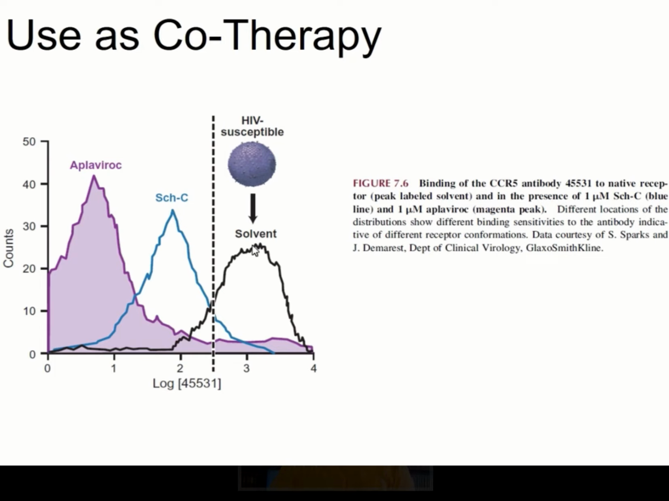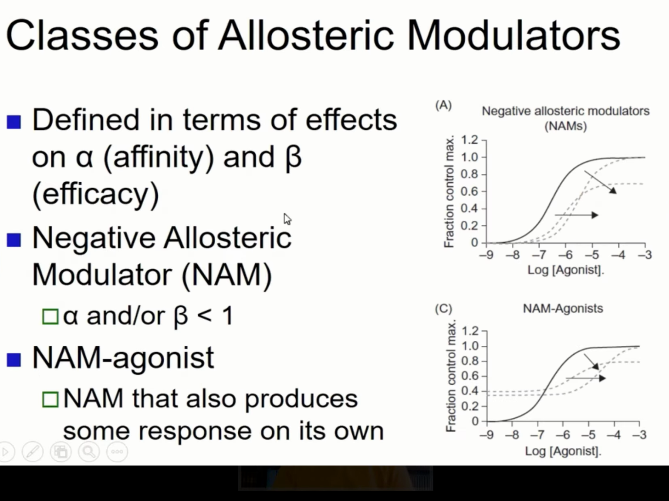So as we've seen, we have multiple effects that an allosteric modulator can have on a receptor. It can increase or decrease beta, increase or decrease alpha. So we're going to use those effects to define different types of allosteric modulators. A negative allosteric modulator, a NAM, is going to have an alpha and or a beta less than 1. If it decreases one of them, it is a negative allosteric modulator.